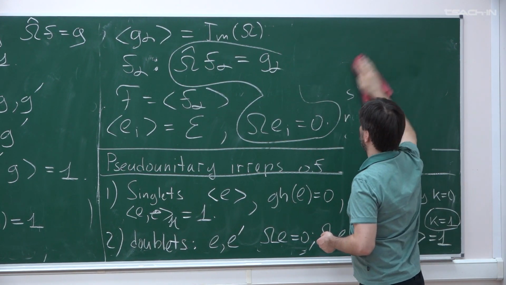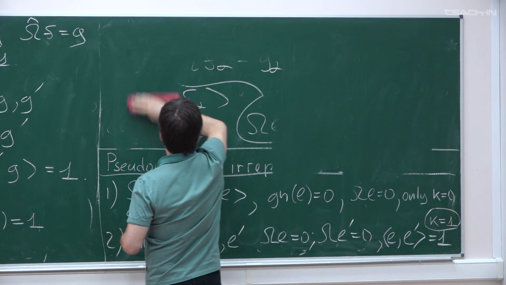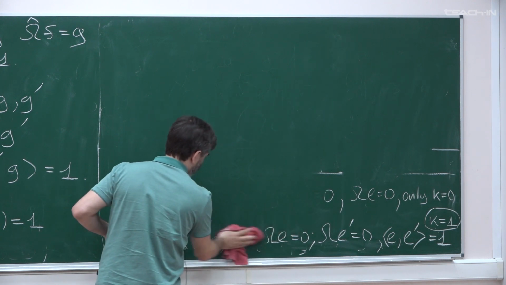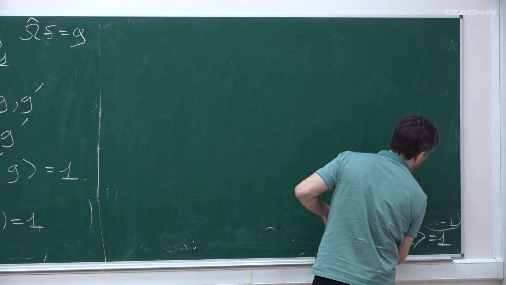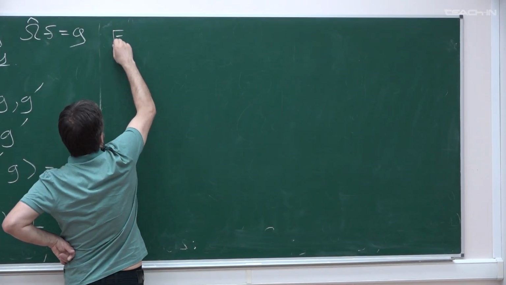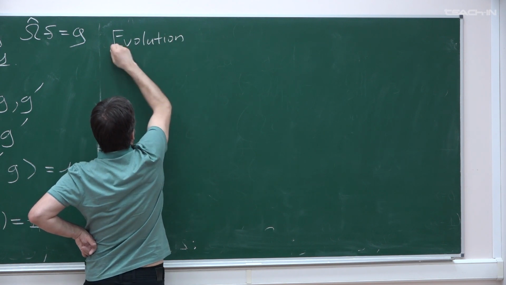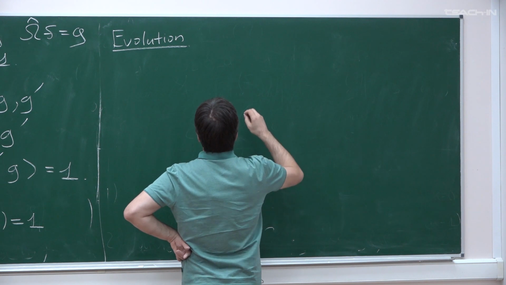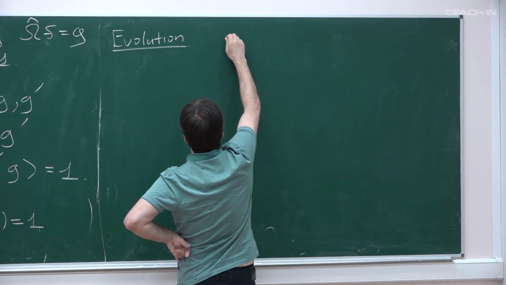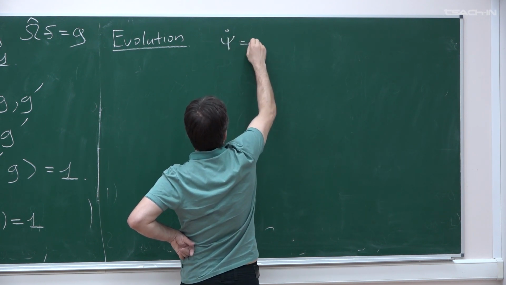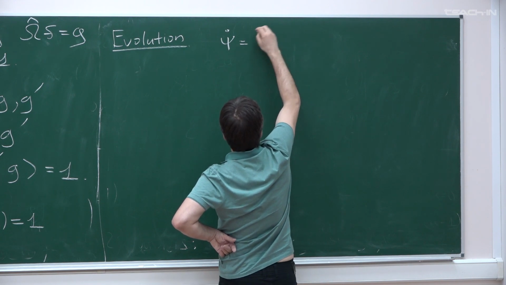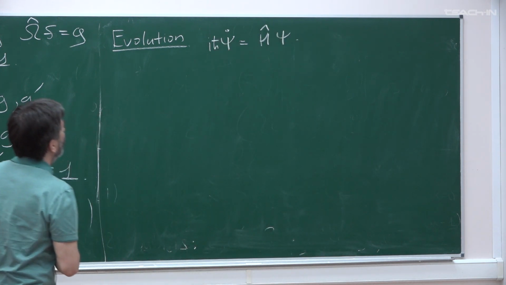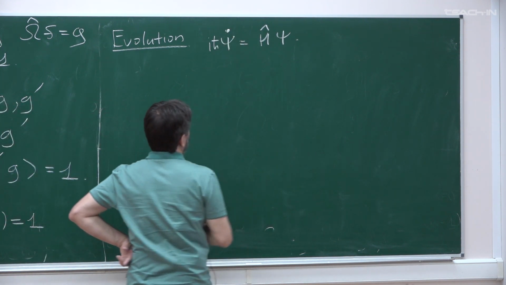But I think there is a better answer to your question. Yeah, that's a good point. Let's discuss evolution, indeed. Usually, if we have a Hamiltonian, we have an evolution, something like this. So this defines the evolution of our state psi.